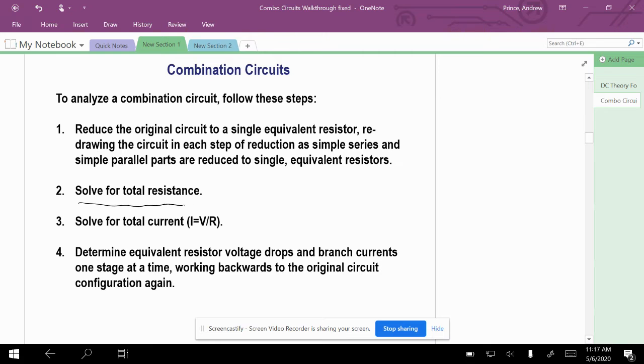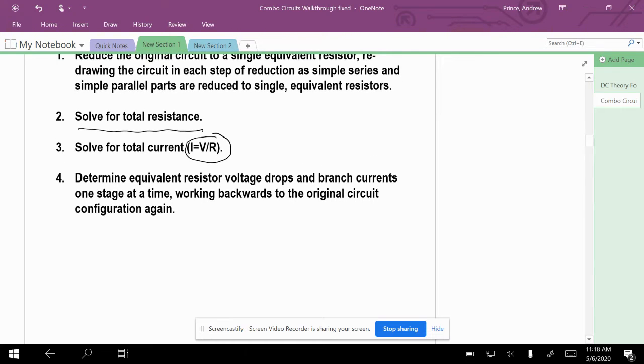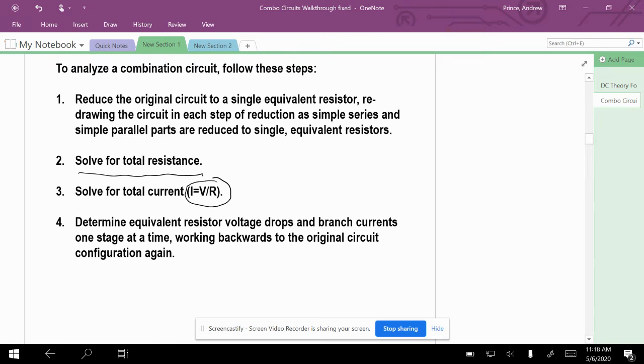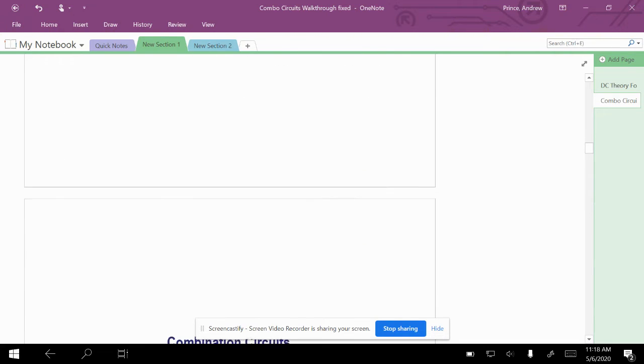So what we're going to do is solve for the total resistance. And to do that, we can use a variety of formulas. So for the total current, once we have the total voltage and we use this method to find the resistance, we'll be able to use this form of Ohm's law to find the actual current. And then we'll have the totals for the entire circuit. So we determine the equivalent resistor voltage drops at branch currents one stage at a time, working backwards to the original circuit configuration again. So this is a 1, 2, 3, 4-step process, which makes it sound really simple here, but as you'll see, it can get complicated rather quickly.